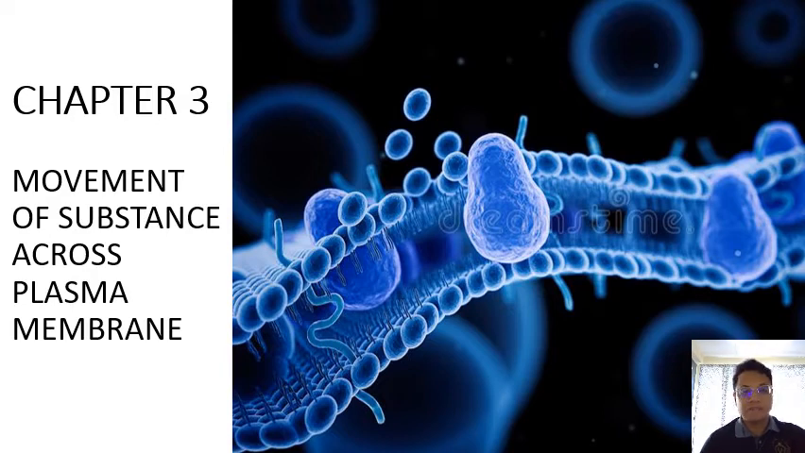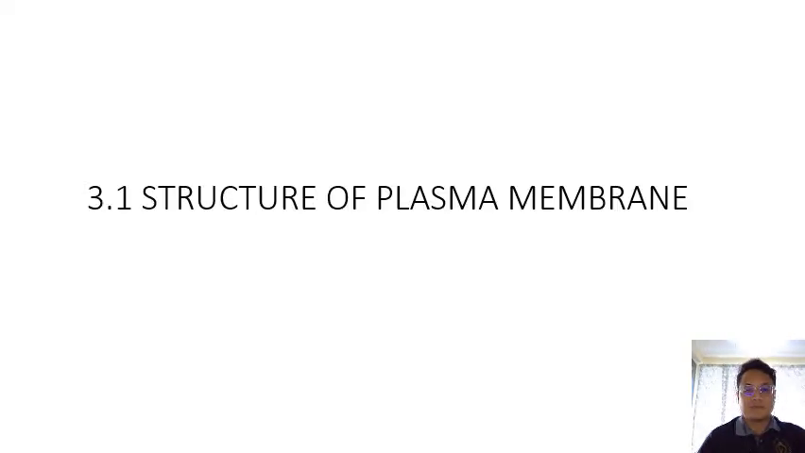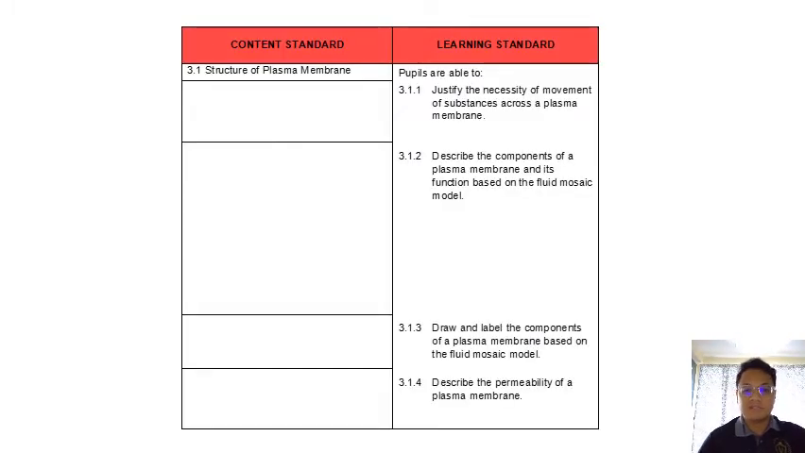Today I'll be making a video to explain chapter 3, movement of substance across plasma membrane. 3.1, structure of plasma membrane. So the content standard for today's lesson is 3.1, structure of plasma membrane. Our learning standard is 3.1.1, justify the necessity of movement of substance across the plasma membrane. 3.1.2, describe the component of a plasma membrane and its function based on the fluid mosaic model.